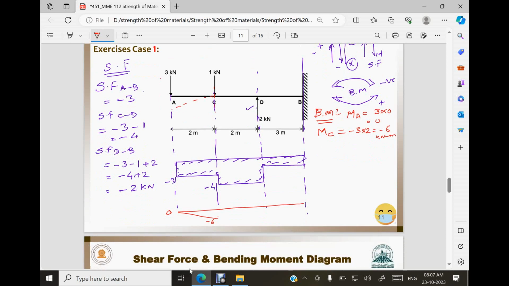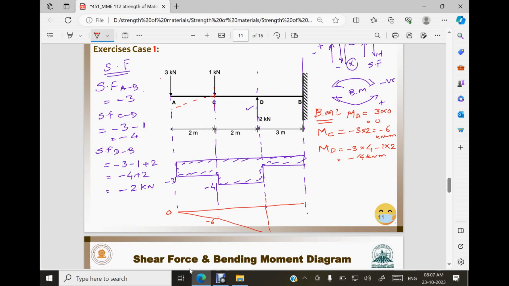Okay. Then bending moment at D. Bending moment at D is equal to how much? Minus 3 into 4, then again minus 1 into 2. This becomes 12 minus 2, that is minus 14 kilonewton meter. So if you come down over here, this minus 6, minus 14 is somewhere over here. It is going out of the paper, unfortunately.